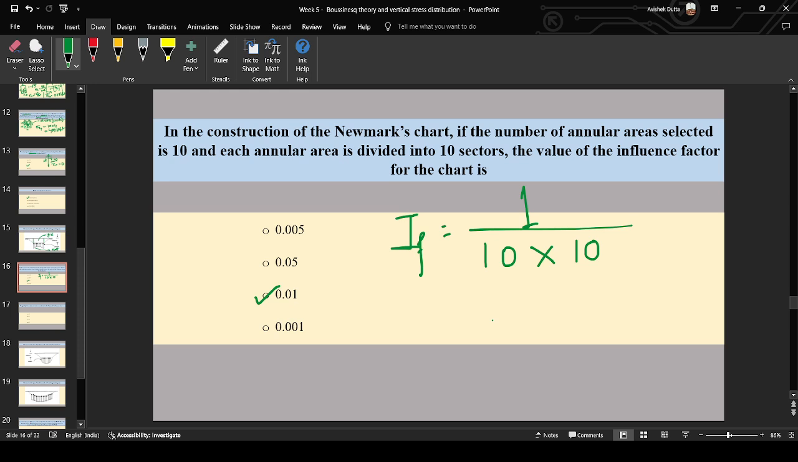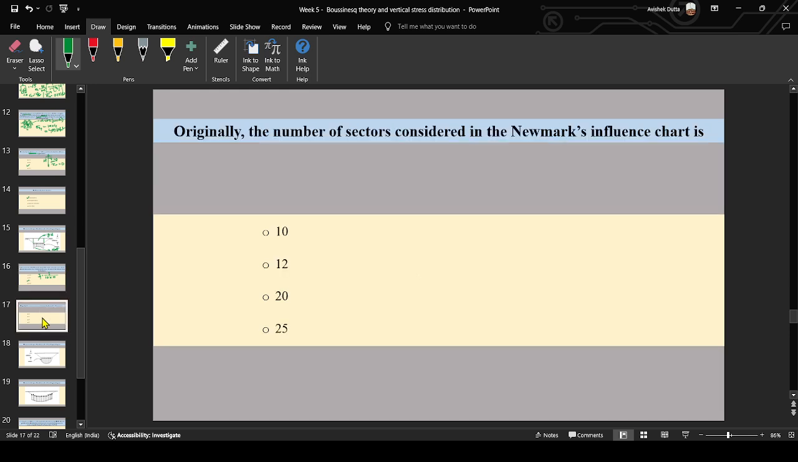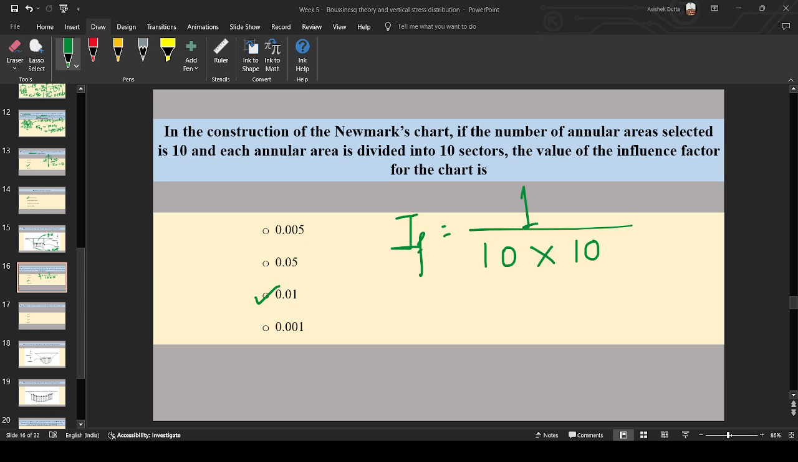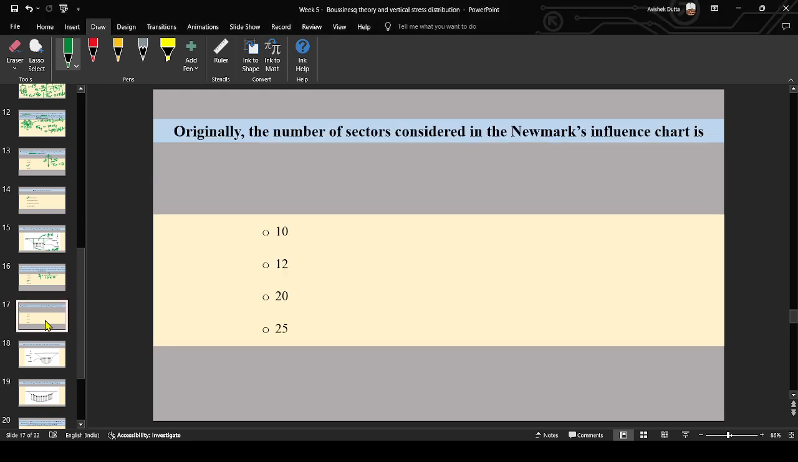Okay. Now in the next question, it is a similar thing. Originally the number of sectors considered in the Newmark influence chart. Here I have asked specifically if the number of sectors is 10, what is the value of the influence factor? Now in the original Newmark chart, the number of sectors is actually 20, for which the original influence factor becomes 1 divided by the number of annular areas, which is 10, and each annular area is divided into 20 sectors. So the influence factor becomes 1 by 200, that is, I think, 0.005. Yes.